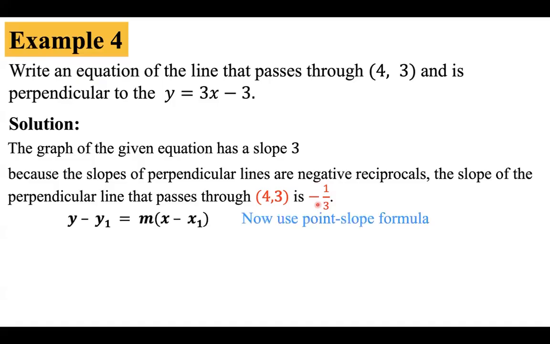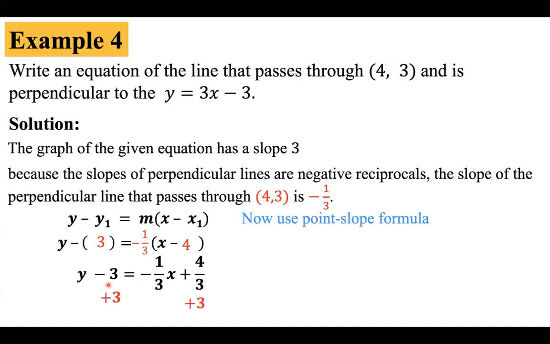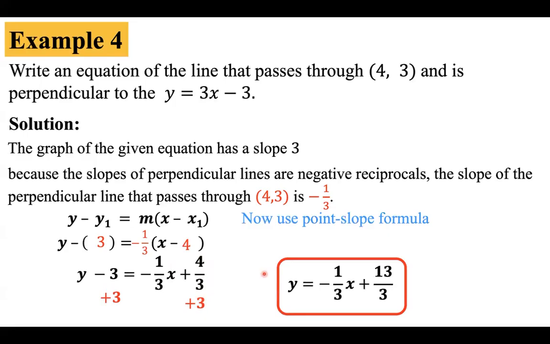Using the point-slope formula, we have the following. The new slope is -1/3, x1 is 4, and y1 is 3. I'm going to distribute the -1/3 over. Negative times negative makes positive, and 1 times 4 is 4, and then divided by 3. Next step would be to add the 3. So you get y equals negative 1/3 x, and if I combine those two, we get 13 over 3. So the final answer in slope-intercept form would be y equals negative 1/3 x plus 13 over 3.